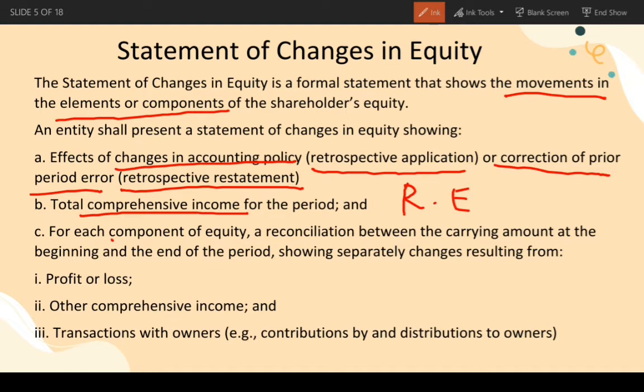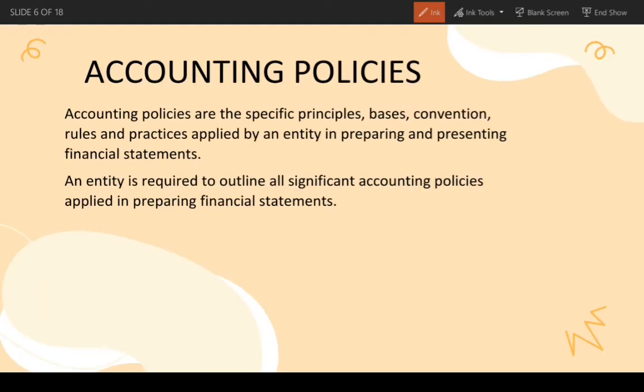Next, for each component of equity, a reconciliation between the carrying amount at the beginning and the end of the period, showing separately changes resulting from profit or loss, other comprehensive income, and transactions with owners. So, components of equity, katulad ng sinabi ko kanina, ito yung share capital, share premium, retained earnings. Accounting policies are the specific principles, bases, conventions, rules, and practices applied by an entity in preparing and presenting financial statements. An entity is required to outline all significant accounting policies applied in preparing financial statements.